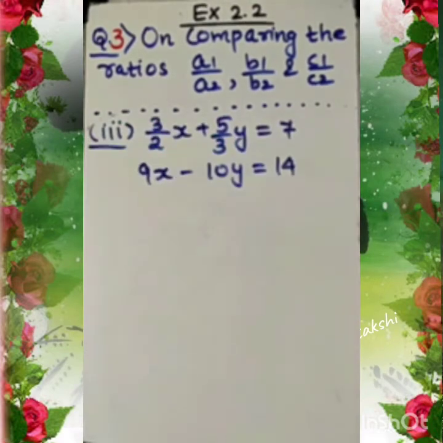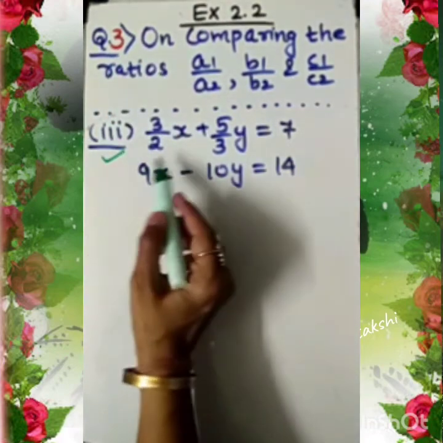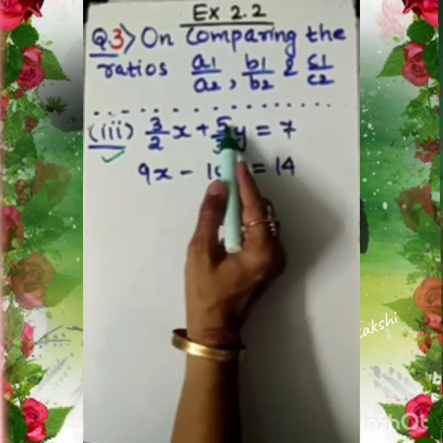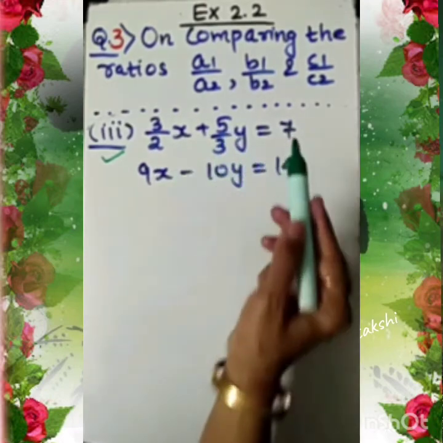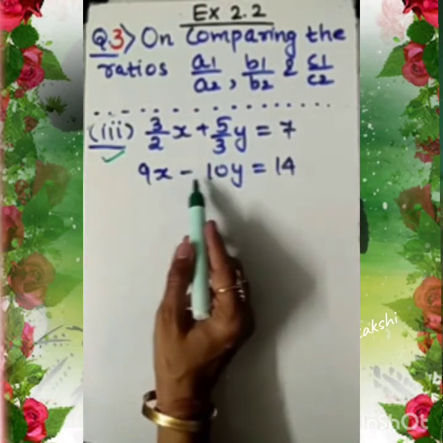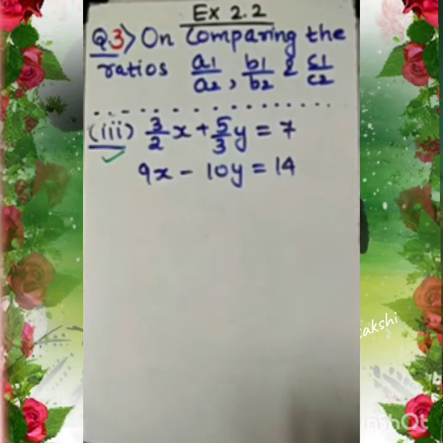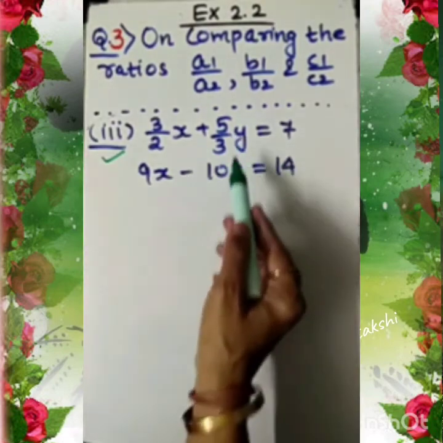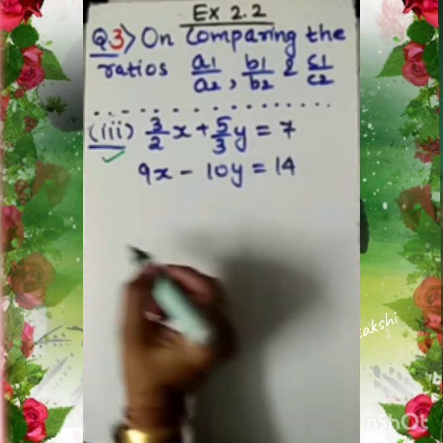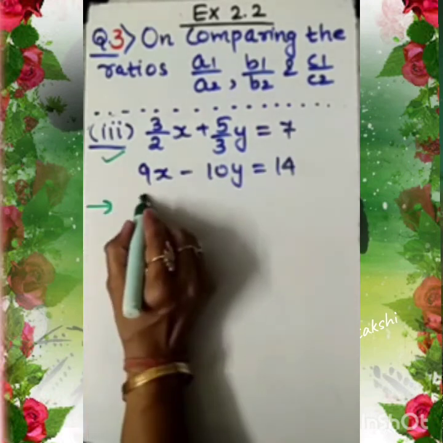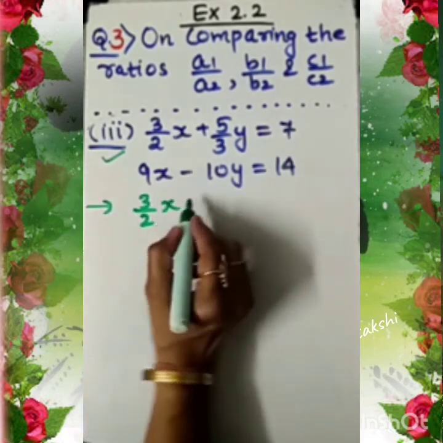So, my dear students, here is the third question of the same question number 3. I am reading it. 3 by 2 x plus 5 by 3 y equal to 7, 9x minus 10y equal to 14. Both of these linear equations are not in their general form. So let me bring them into the general form.